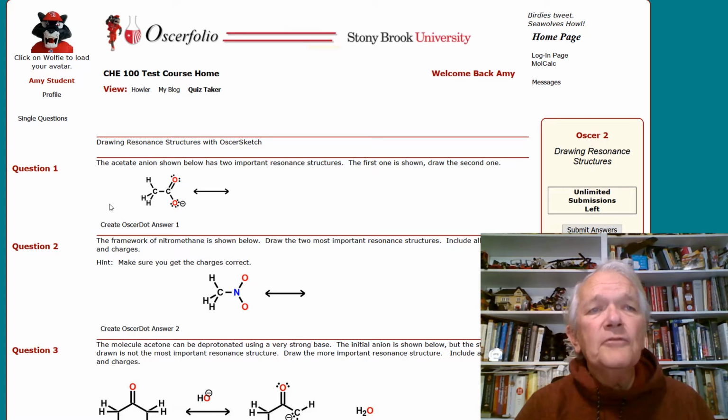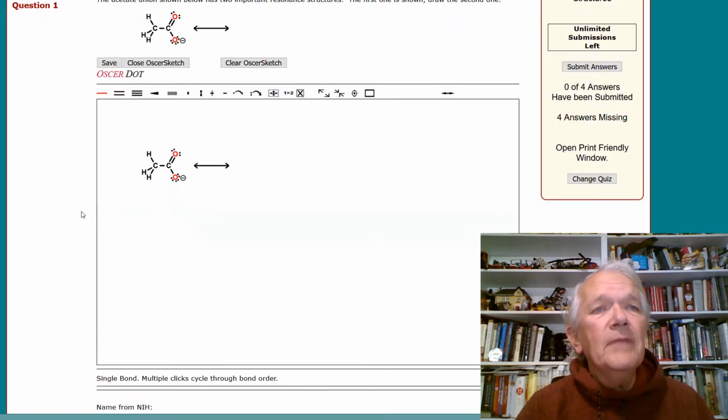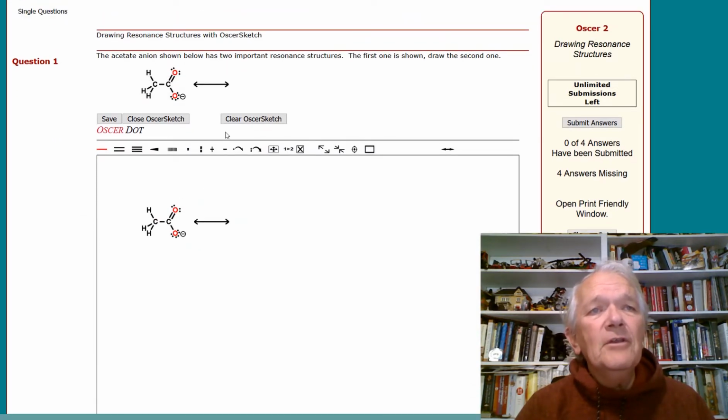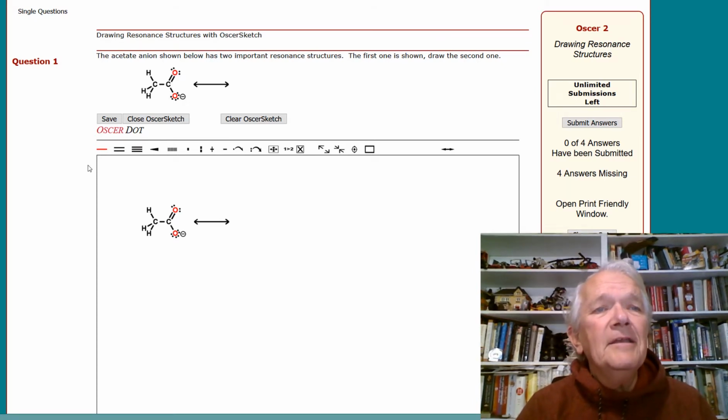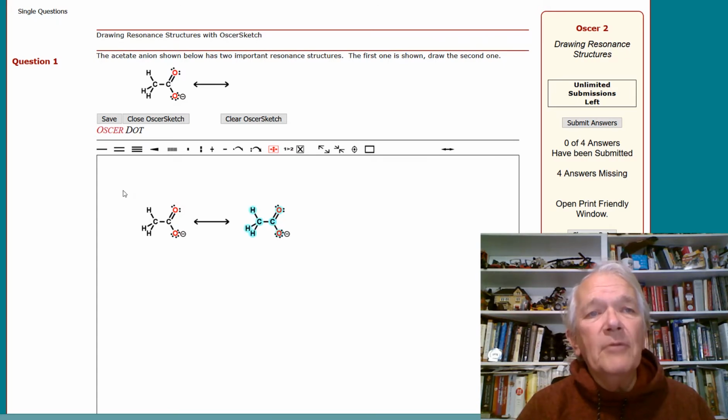Well, there are special rules for drawing Oscar dot problem answers. So you click on Create Oscar dot Answer. And the interesting thing here, if you look at OscerSketch, is it has lost a lot of its functions. In fact, where are the elements? You can't draw a new compound. All you can do in an Oscar dot problem is duplicate what you were given to start with. So let's duplicate the first structure.